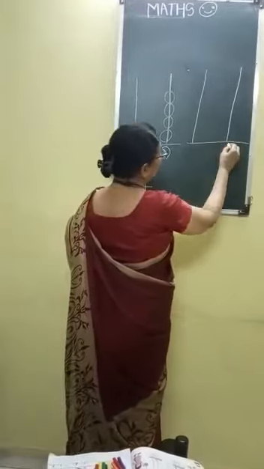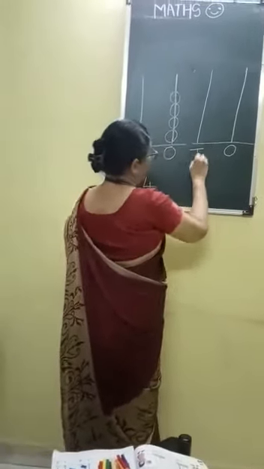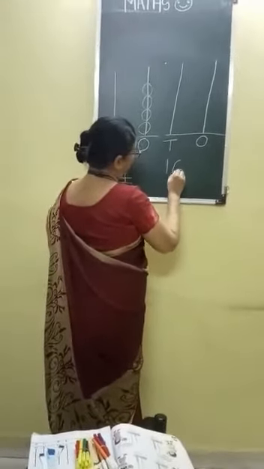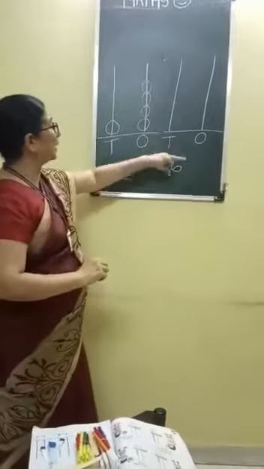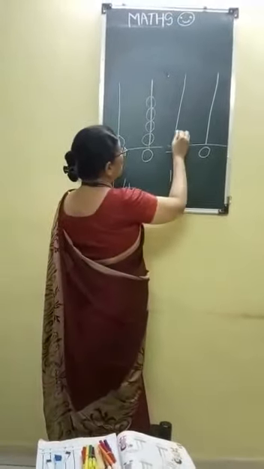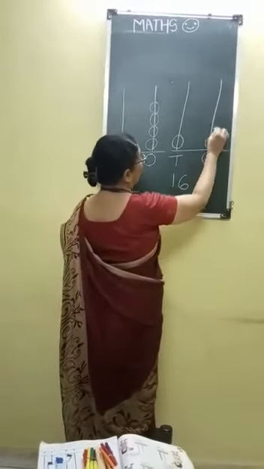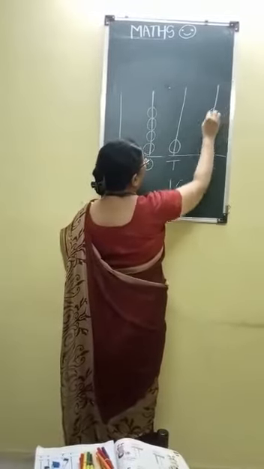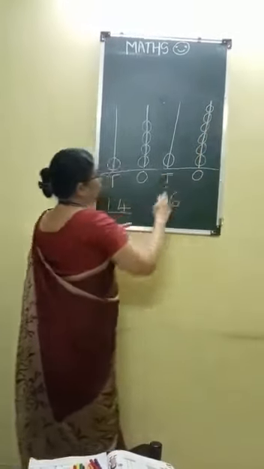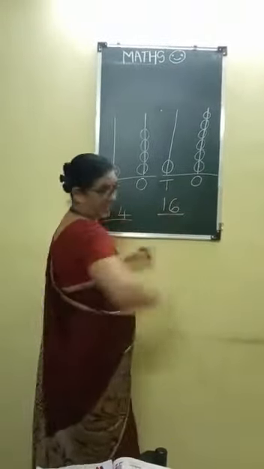Once again, we'll draw another example. Now, here, this is the ones place. The ones place is the right hand side. The tens place is the left hand side. Suppose I write number 16. How am I going to write it in abacus form? First, I will draw 1, which means 1 ten. And 6 means 6 beads. 1, 2, 3, 4, 5 and 6. So, 1 ten, 6 ones. Number 16.